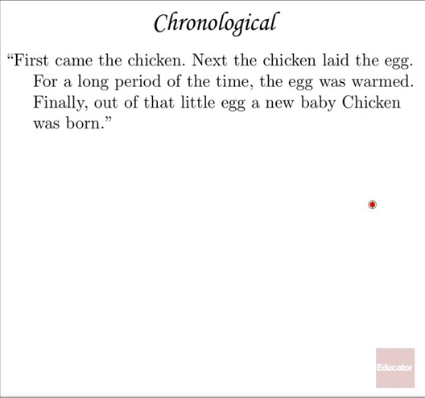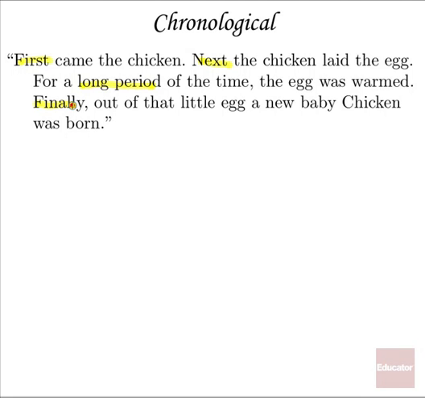Chronological. First came the chicken. Next a chicken laid the egg. For a long period of time, the egg was warmed. Finally, out of that little egg, a new baby chicken was born.